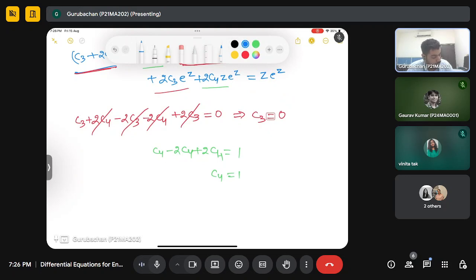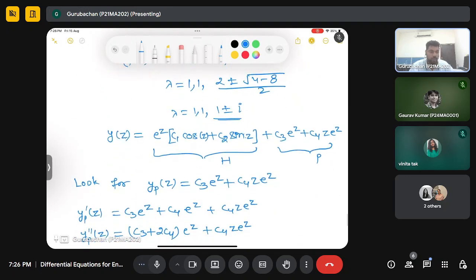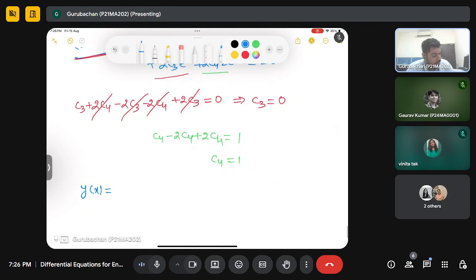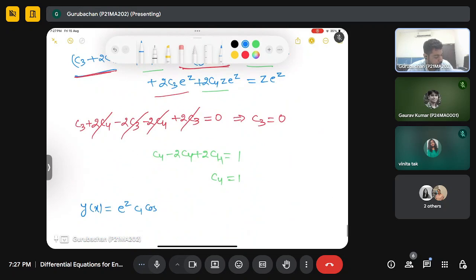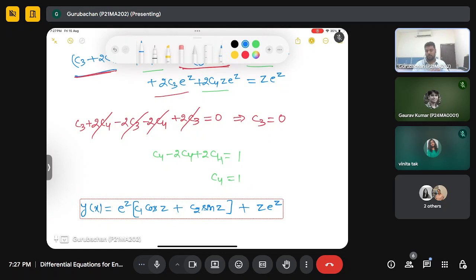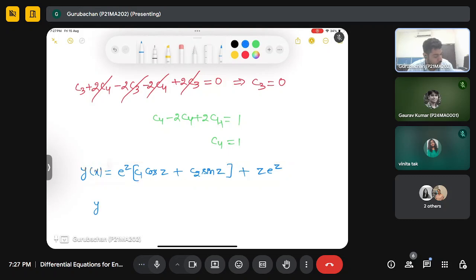So what will the general solution come out to be? With C3 as 0 and C4 as 1, it will be e to the power z times (C1 cos z plus C2 sin z) plus z e to the power z. So let me just verify it. Will it be such a case? So our answer is question number 6. So this is correct.